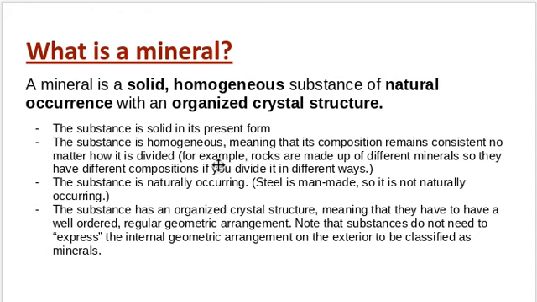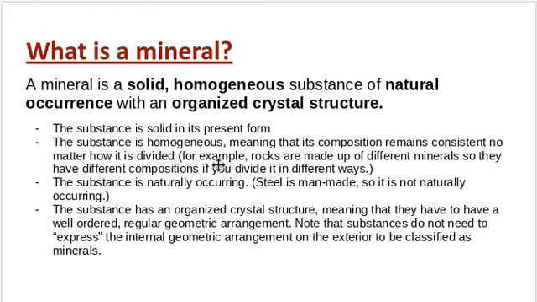What is a mineral? A mineral is a solid, homogeneous substance of natural occurrence with an organized crystal structure. What does this mean? It means the substance is solid in its present form, meaning that liquid water is not a mineral. However, ice is actually a mineral because it's solid. Not only because it's solid, but for other reasons.